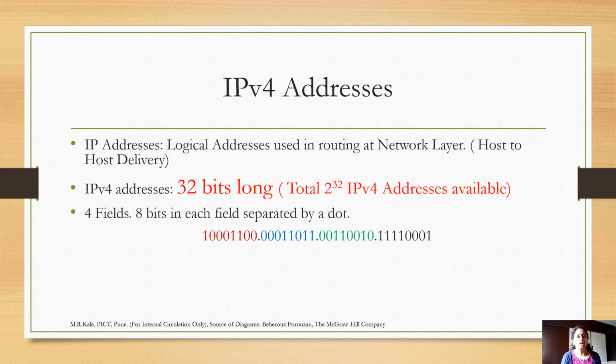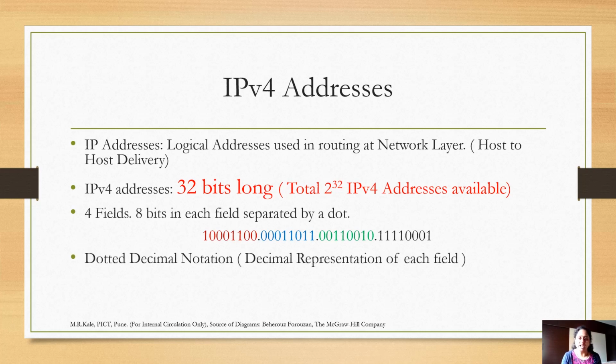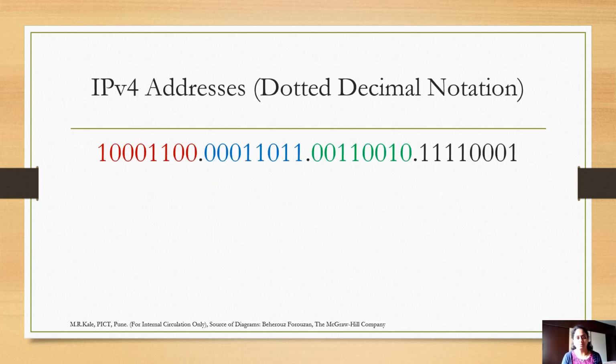Each field is then converted to its corresponding decimal value, and that is why the IPv4 representation is known as dotted decimal representation. Let us have a look at the dotted decimal representation. The same IP address is visible on your screens. Each byte is represented with a different color, and all the bytes are separated by a dot. Once we have 4 different fields, each field is then converted to its corresponding decimal value.